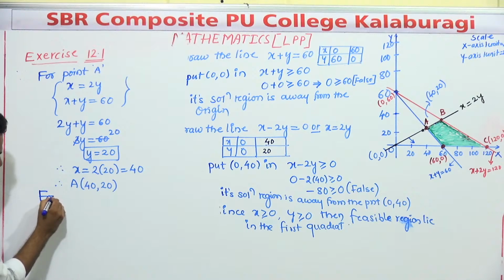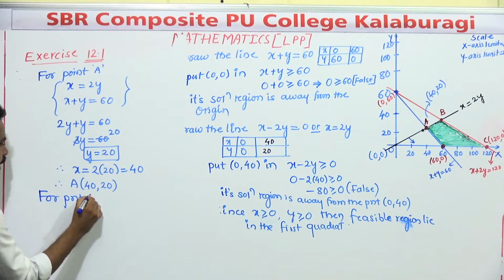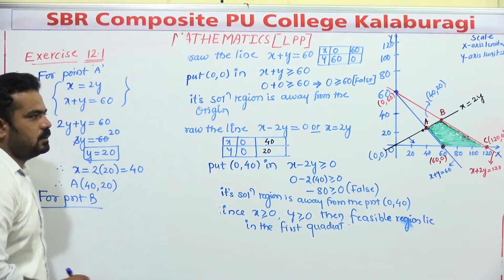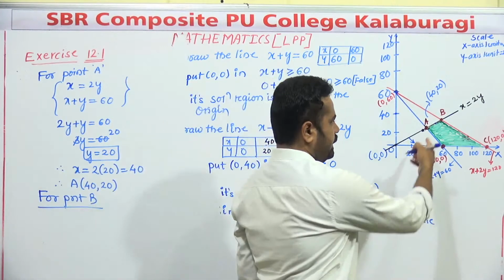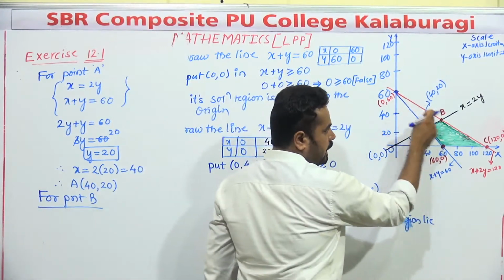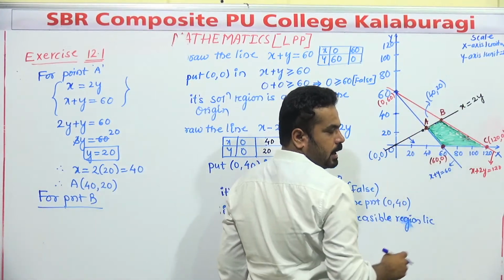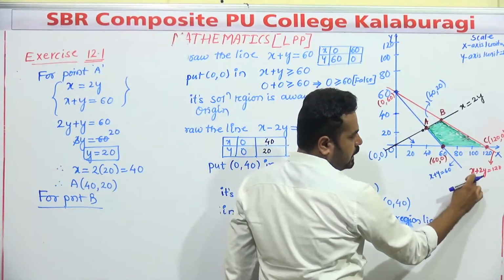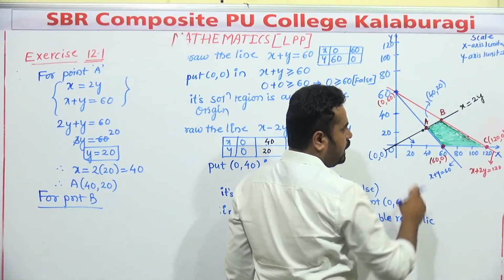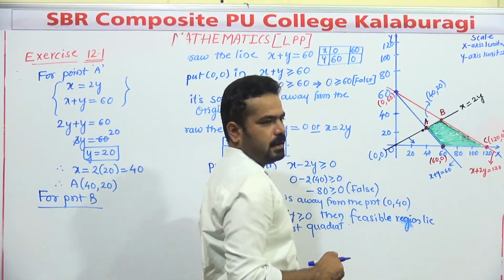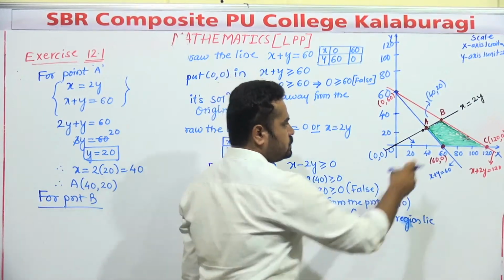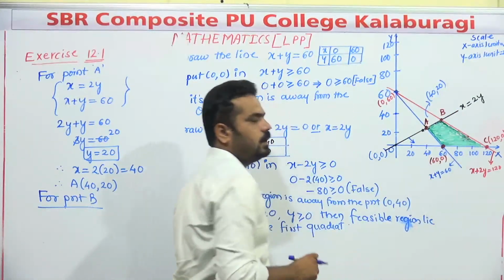For point B, B is the meeting point, or intersection, of the red line and the black line. The equation of the red line is x plus 2y equal to 120, and the equation of the black line is x is equal to 2y. Solve these two equations, and we will get B.